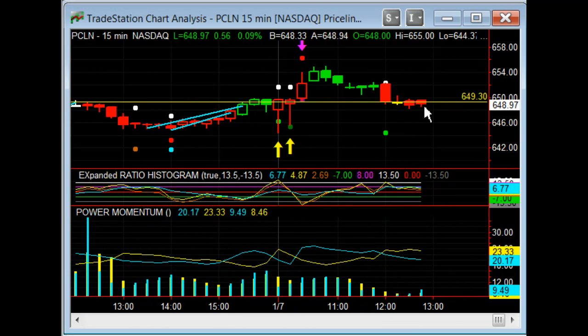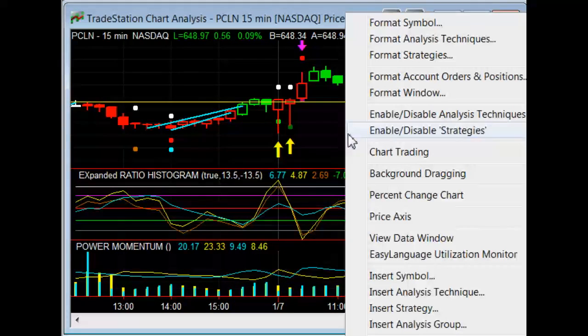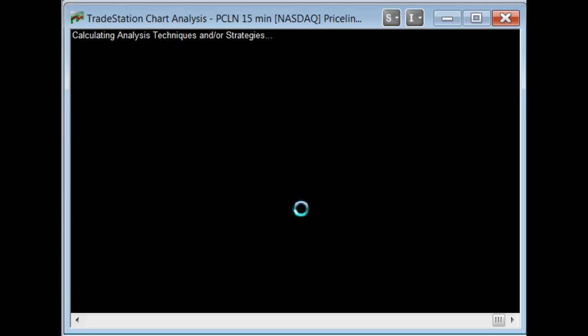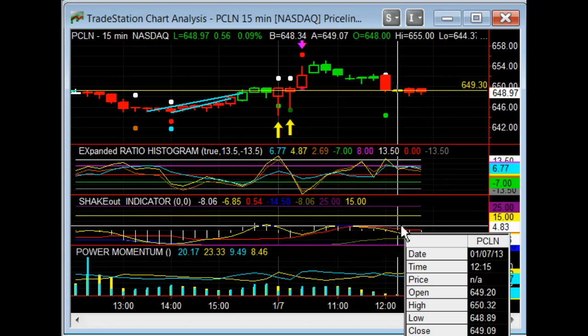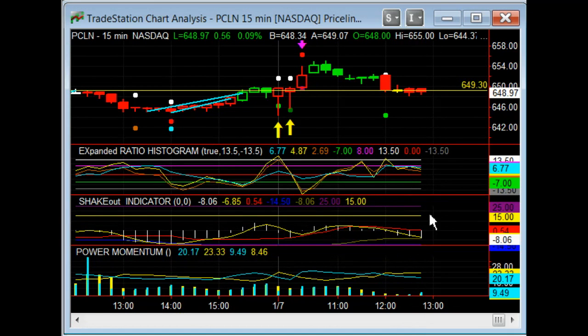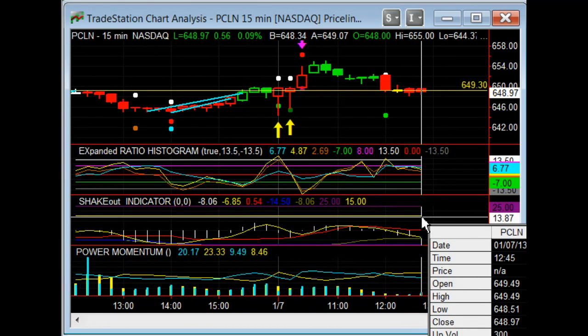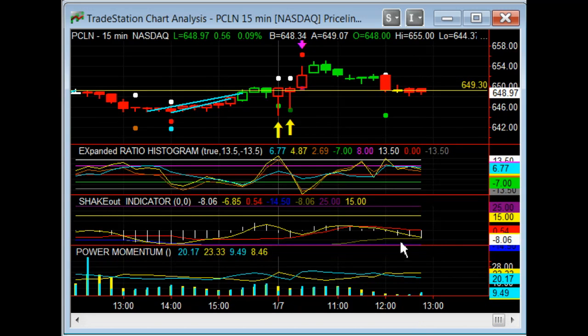So they're adding into this decline. That's what you want to see. Go to our shakeout. Shakeout's still declining, not below the blue yet, -8 from -6, so very conservative. Yeah, that's tepid selling at best.